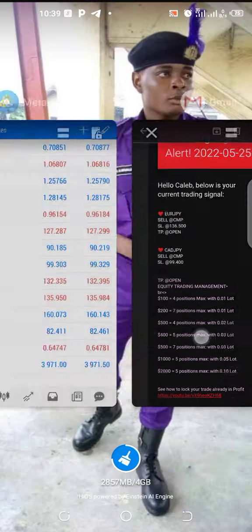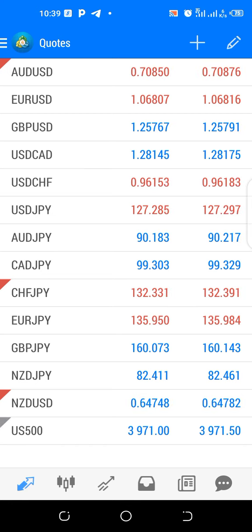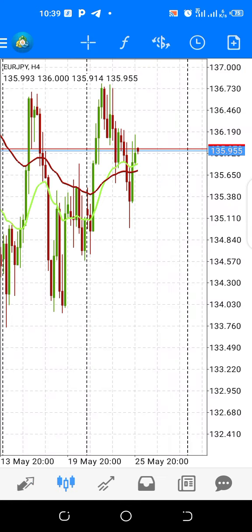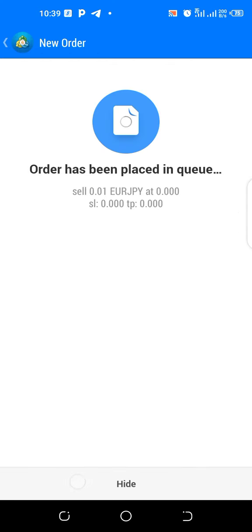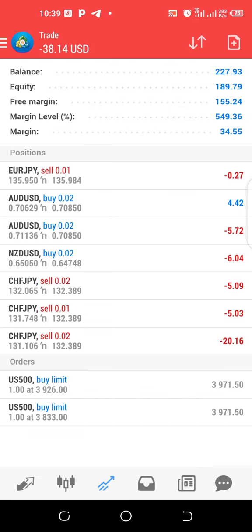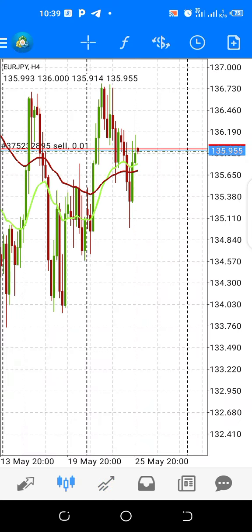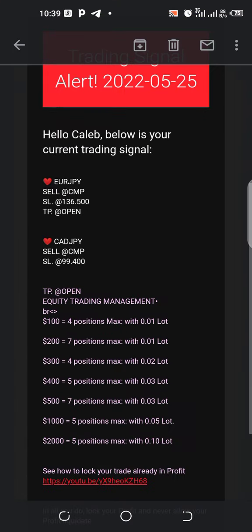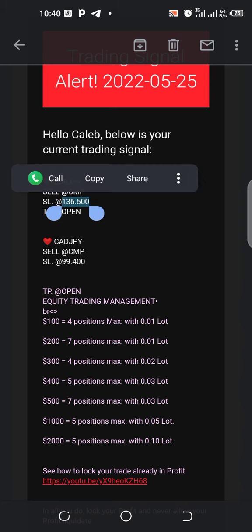So what we have to do is go to our MT4 chart, look for EUR/JPY and enter a sell. Just sell by market. Some brokers call it sell by execution, or something else, depending on the broker. But you just have to click sell, and that's it. Then go back to the trade signal alert, then copy the parameters you see there.